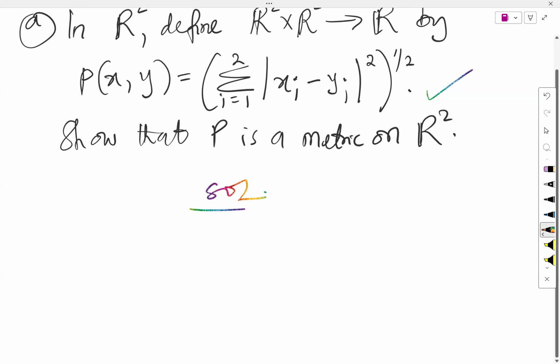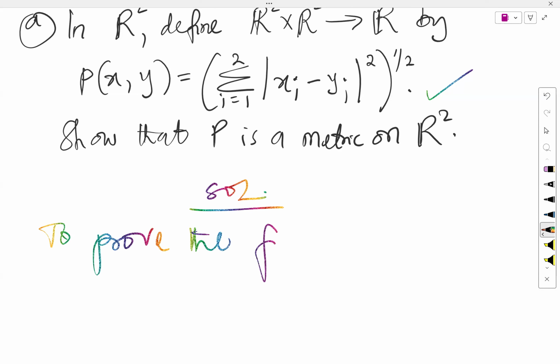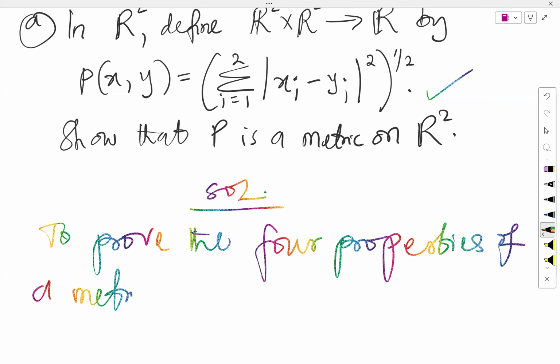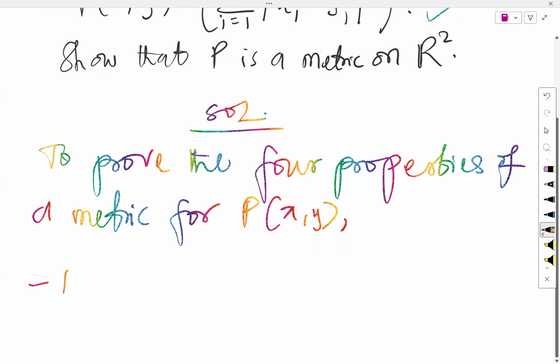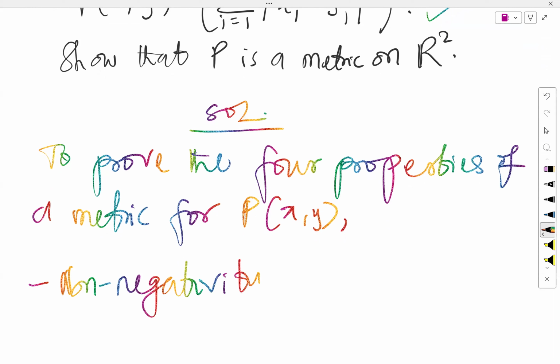Okay, let me just say solution. So we need to prove the four properties of a metric for P of x comma y. That's all we need to do. And the first property is the property of non-negativity. And that simply says that P of x comma y is always greater than or equal to 0 for all x and y in the real number system.